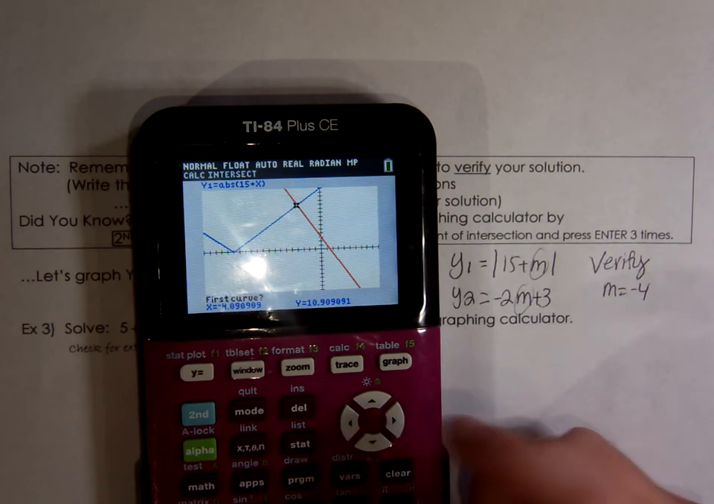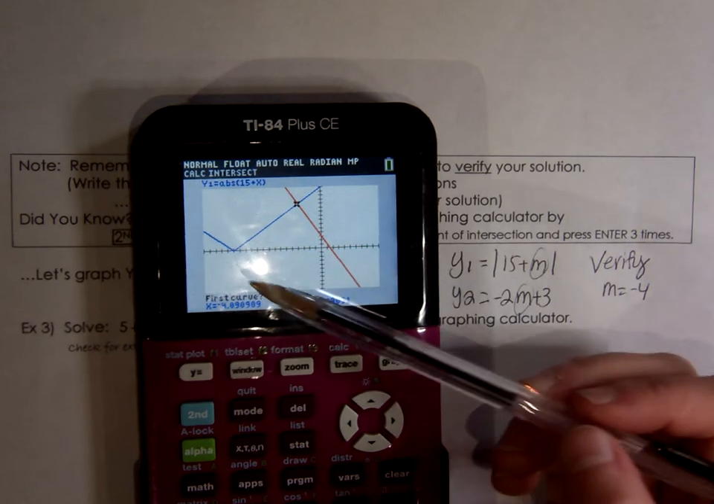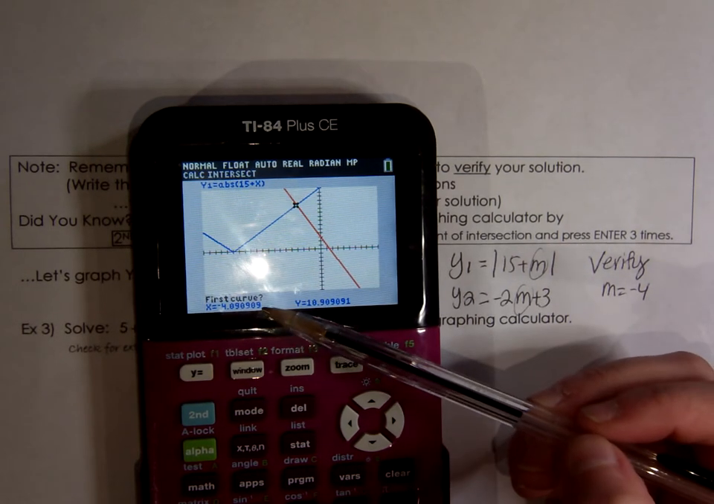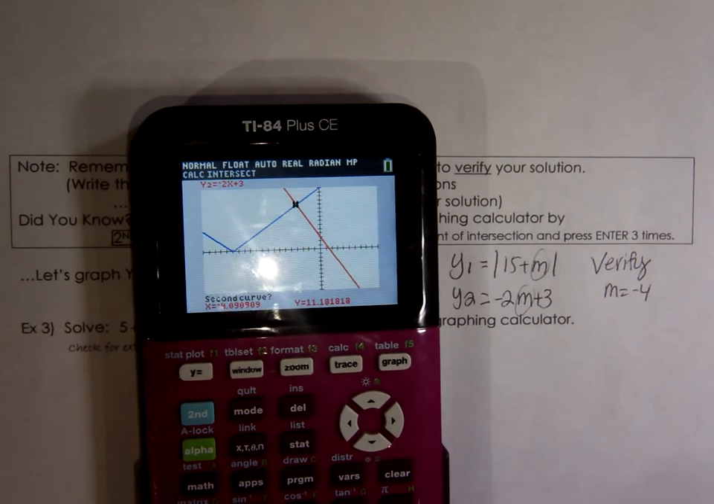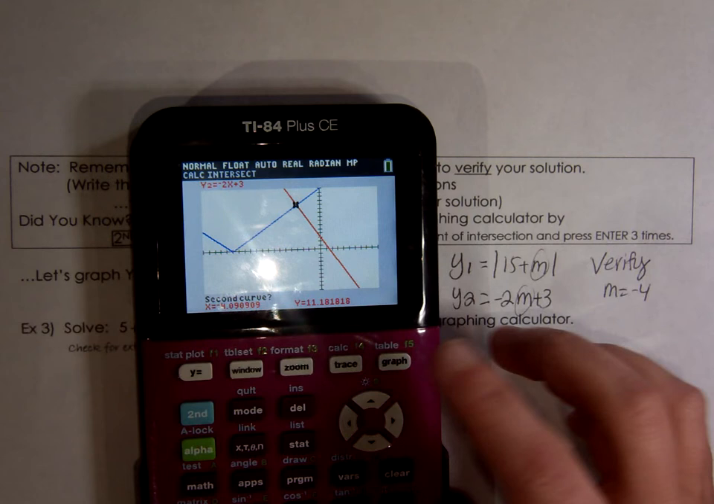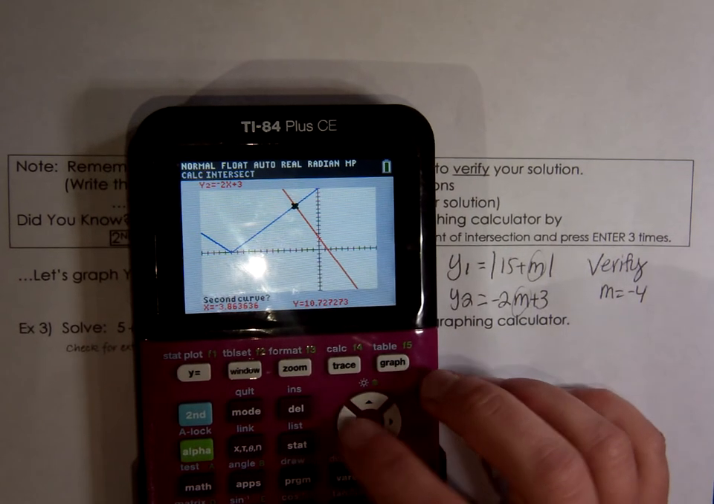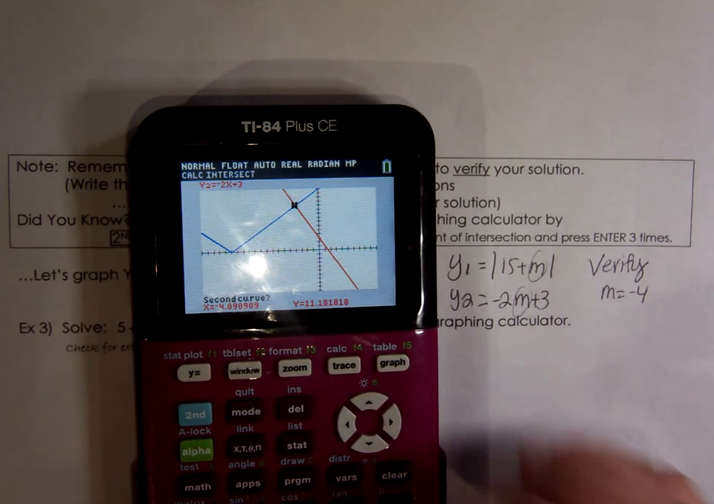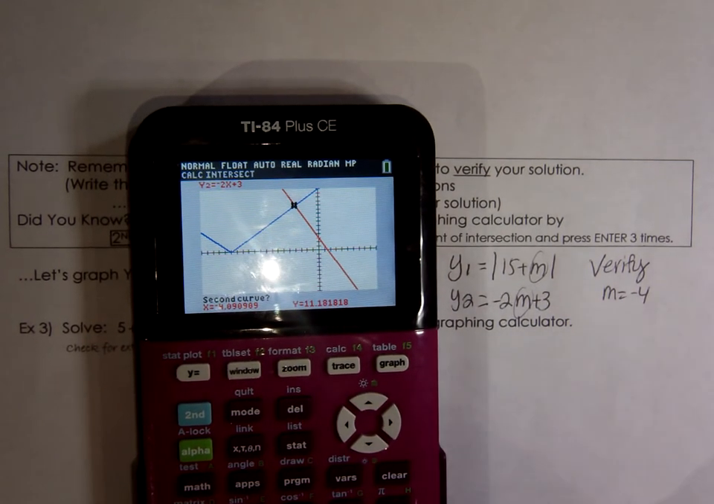So I'm going to make my x value get as close to negative 4 as possible, and I'm going to press enter. My second curve, I'm going to move it so that it is as close as possible to negative 4. And it's going to say, do you agree with that? I'm going to say sure. I'm going to press enter again.